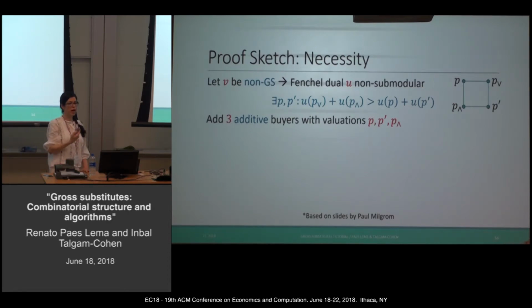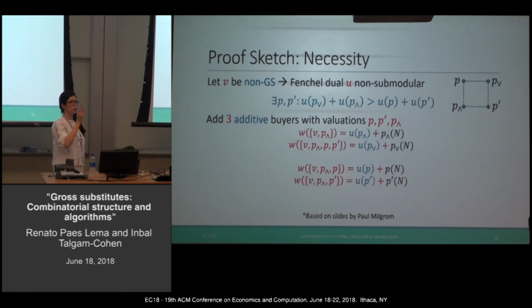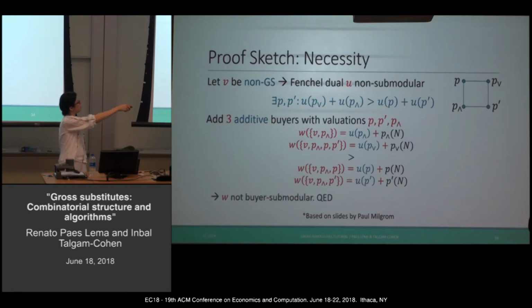Okay, I add three additive buyers who have valuations based on these prices, the joins and the meets. And then I can use what we had on the previous slide to write down in a different way the coalitional value functions. And this gives me exactly what I want, because notice that what I have here in black, these are just additive things. They're just linear, so I have equality here between the two upper lines and the two lower lines.